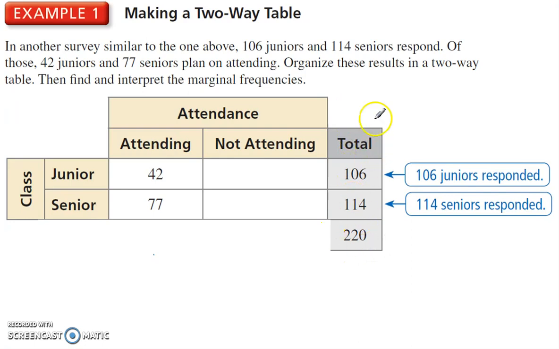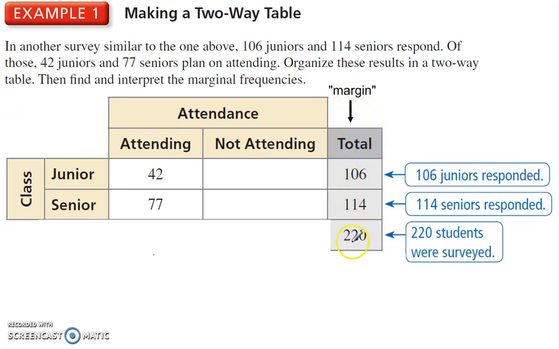This over here is what we call the margin. When we talk about marginal frequencies, that's what we would write in the margin over here. Knowing that 42 said they are attending and 106 responded, even though I don't have this information up here, I can subtract these and figure that 64 must not be attending. And again, I can subtract 114 and 77, and figure out that 37 are not attending.